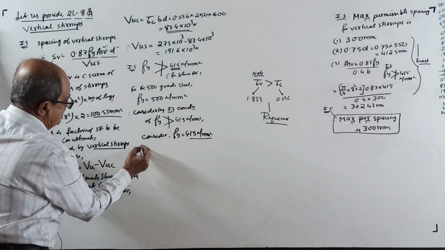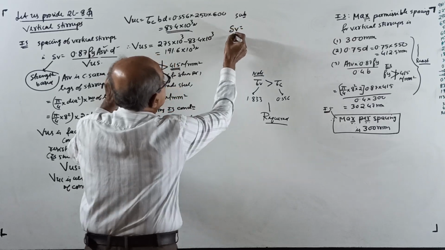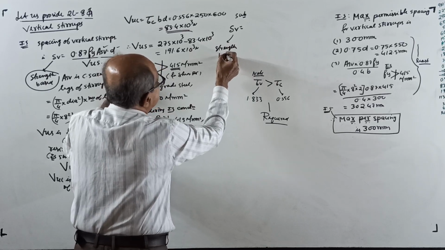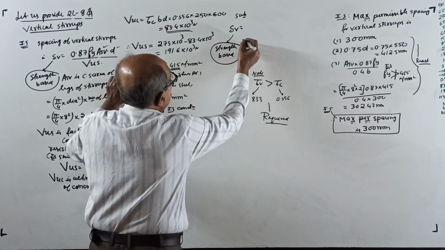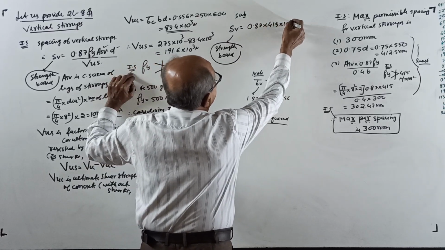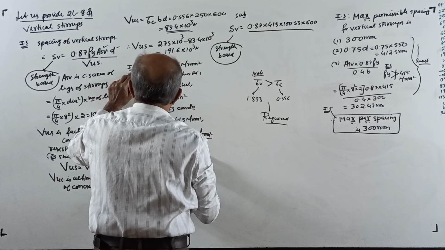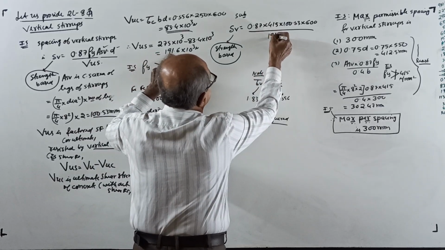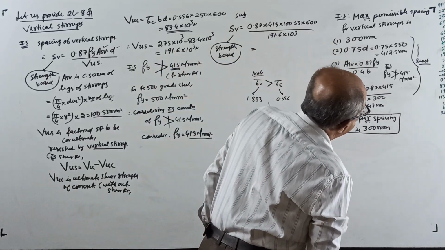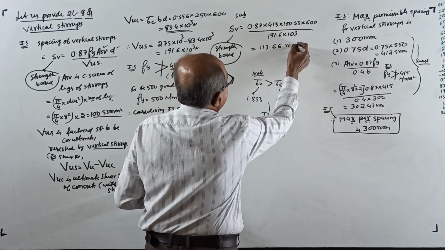Okay, I'll write here. Substituting spacing SV, remember strength based. It is not some nominal, it is strength based. Very important: 0.87 into 415 into 100.53 into 600 divided by VUS, which is 191.6 into 10 to the power 3. Answer will come 113.66 millimeter center to center.